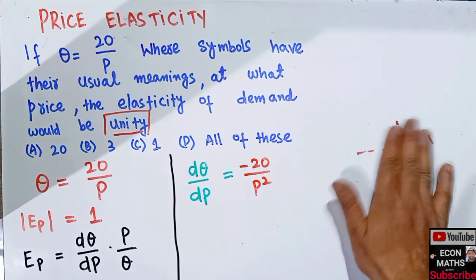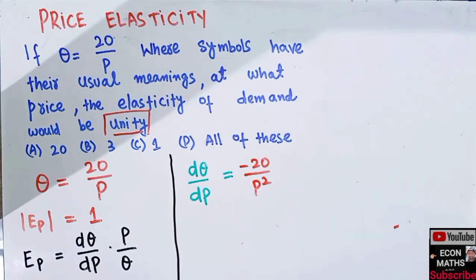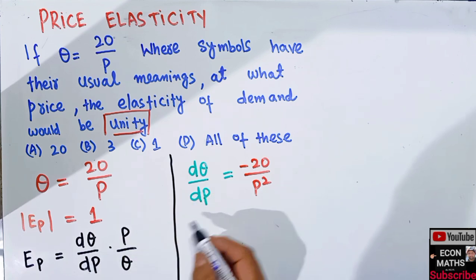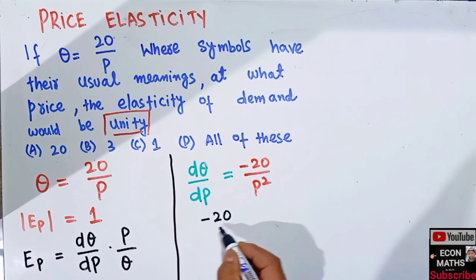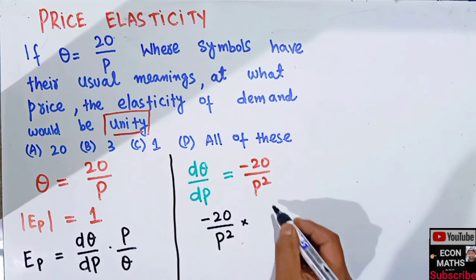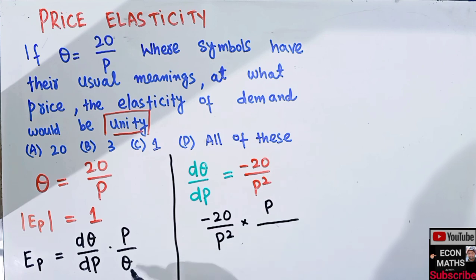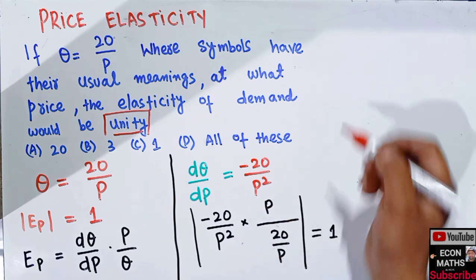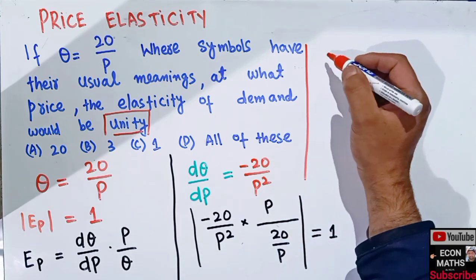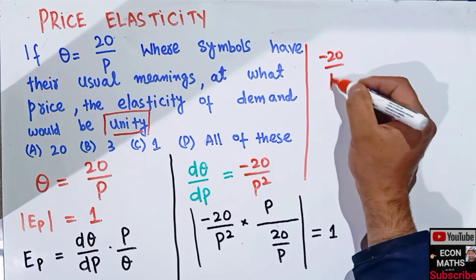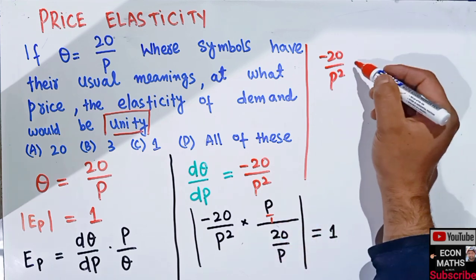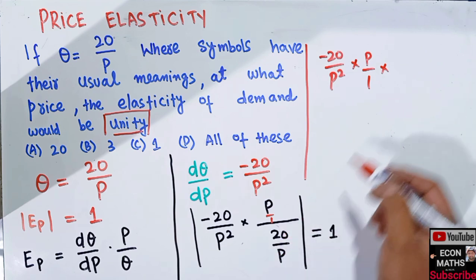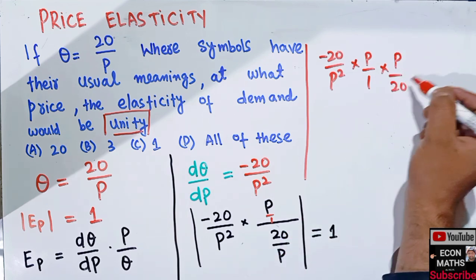Okay, then what will be the price elasticity? Price elasticity, we know, is equal to this dQ upon dP. So in place of dQ upon dP we have minus 20 upon P square, into P divided by Q, and we know Q is equal to 20 upon P. Okay, I am taking the absolute value here, so it should be equal to 1. If I rewrite this, I can write it in this fashion: minus 20 upon P square. If I write 1 here to make it simple, we have P upon 1 into, if I transpose this, it gets reciprocated, it will become P upon 20, and it should be equal to 1.